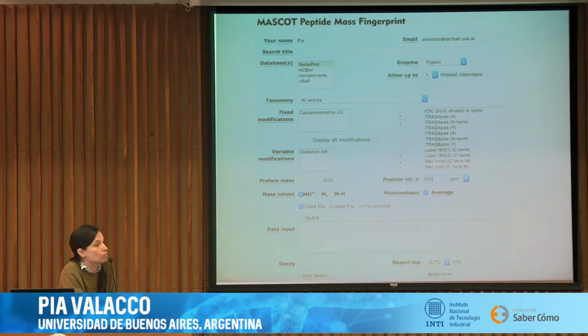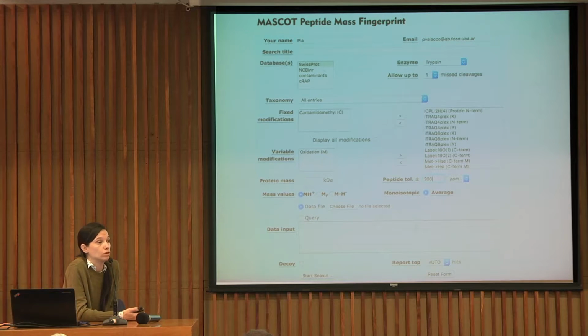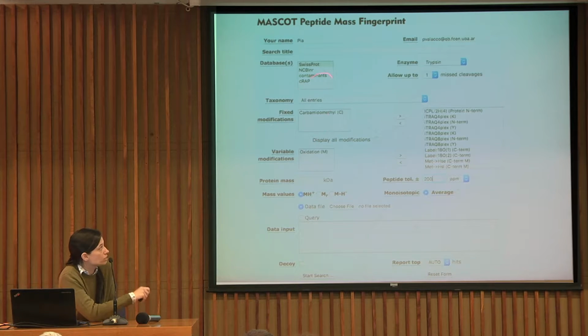An example of one of the search engines is Mascot. It's one of the most used softwares for database searching. It's free and it's easy to use. So these are the things that Mascot asks for. It will first ask for a database, so where will it retrieve the sequences from? We usually use NCBI, which is less redundant than SwissProt, but you can choose.